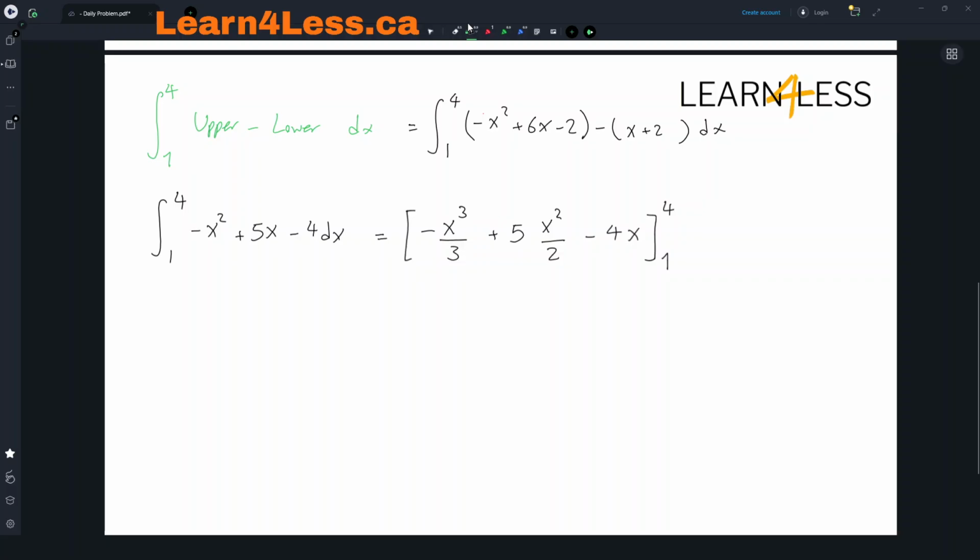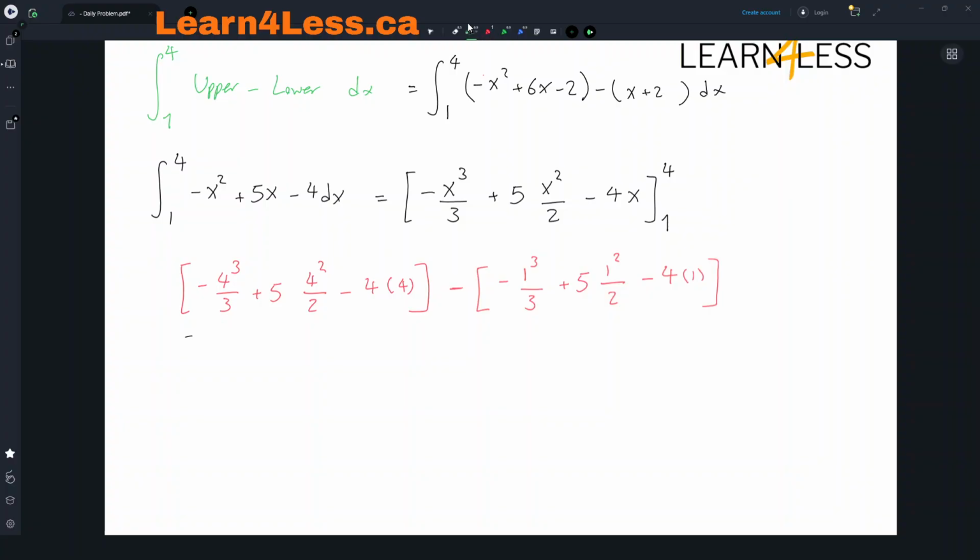So first we plug in the upper bound here. What we get is negative 4 to the power of 3 over 3 plus 5 times 4 to the power of 2 over 2 minus 4 times 4. So I just plug in 4 for all the x's that I have here. And I do the same with 1, and I subtract when I plug in the lower bound. It would be negative 1 to the power of 3 over 3 plus 5 times 1 to the power of 2 over 2 minus 4 times 1.